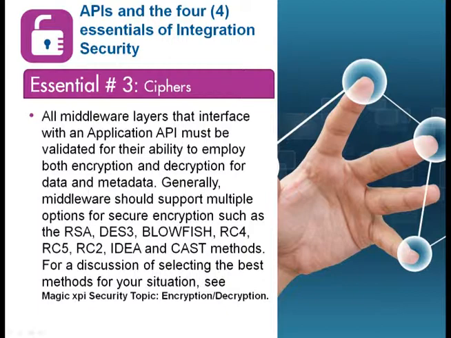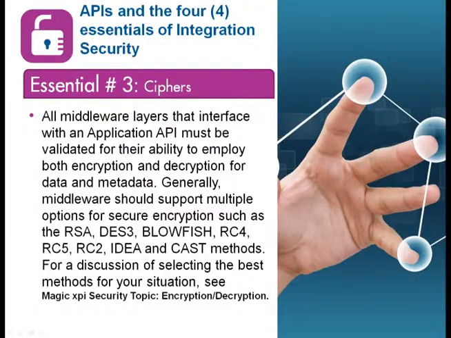As we further discuss APIs and the 4 essentials of integration security, we turn to essential number 3, ciphering, or encryption and decryption. I always find that word cipher a little bit odd, but it really talks about the need to encrypt, and ciphering used to be the word that was used to describe that process of encoding or encrypting messages. Well, today in computers we have both encryption and decryption in order to secure the information that is being stored and transported in a system.